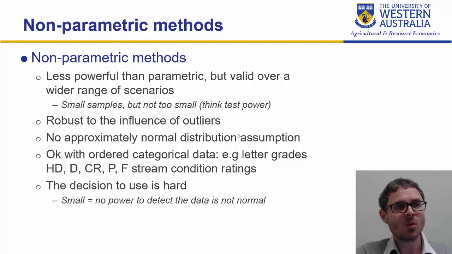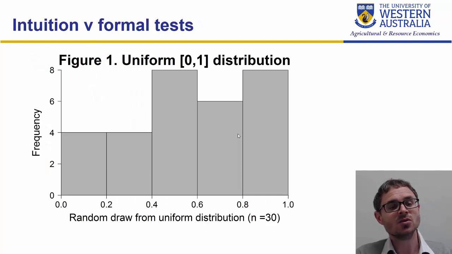Now, what I've said here is that we really need to decide whether or not we can use parametric methods or non-parametric methods based on intuition and judgment rather than formal tests. And I'm just going to highlight an example here for you. What I've done here is I've drawn a sample from what I know is a uniform distribution. And I actually haven't made the sample too small. I've made the sample about 30.